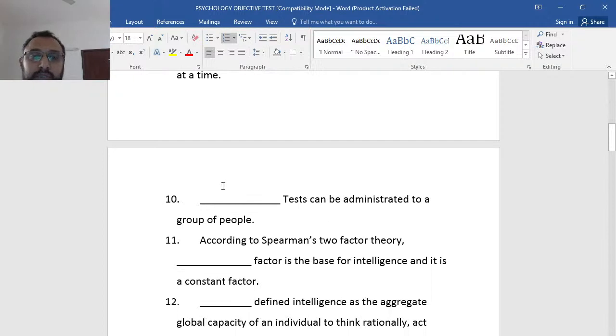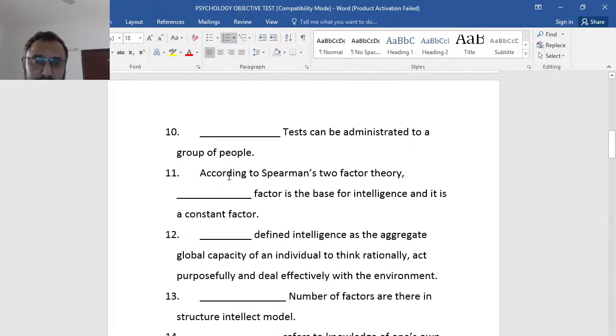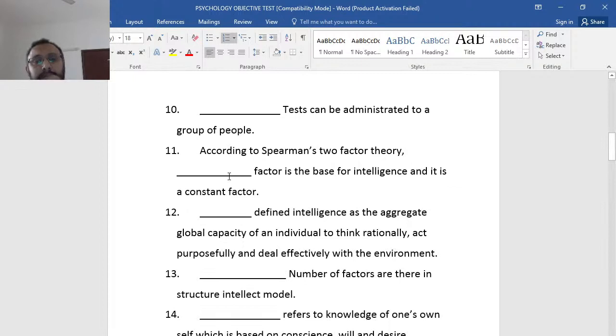In opposition to the individual test, we have the test that can be administered to a group of people, which is a group test of intelligence. Now, according to Spearman's two-factor theory, the G factor is the base for intelligence and it is a constant factor. G factor is general intelligence or general factor. G is constant and stable in all the activities.